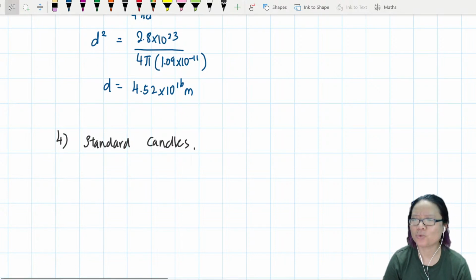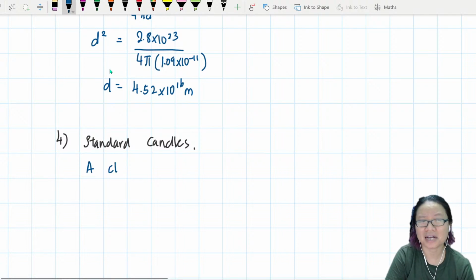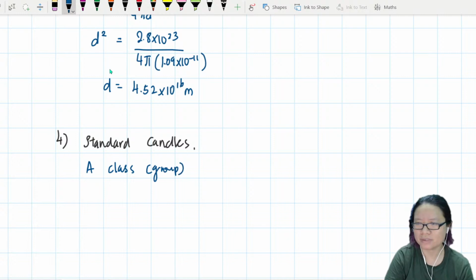All right. So what are standard candles? A standard candle is a class. They like to call it a class, but actually it just means a group of stellar objects. Stellar objects just means stars.